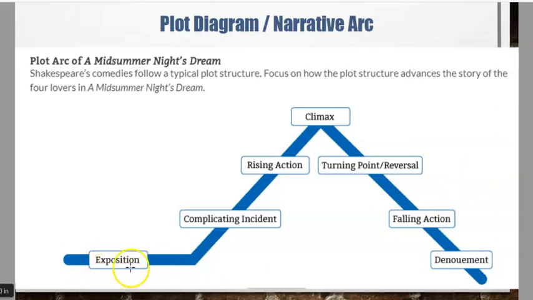So we have the exposition at the beginning of the story and then the complicating incident. We have the rising action, which leads us to the climax of the story, which happens in the middle. We have our turning point, reversal, which happens next. Then our falling action, and our denouement happens at the end.